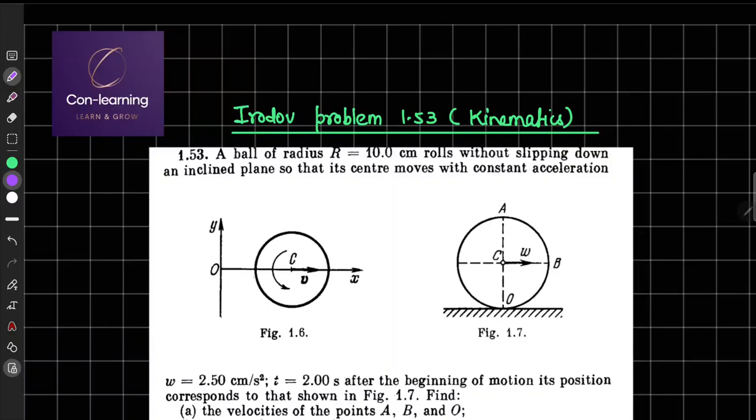Hello everyone. In this video, we are going to solve problem number 1.53 from Irodov, which is related to kinematics. Let us first understand the problem and then we will solve it step by step.